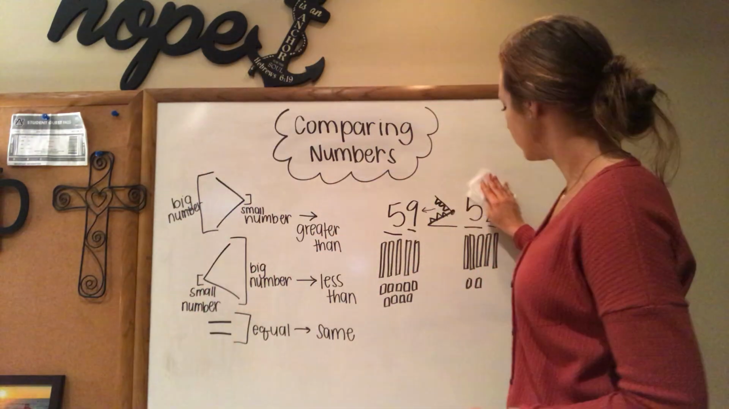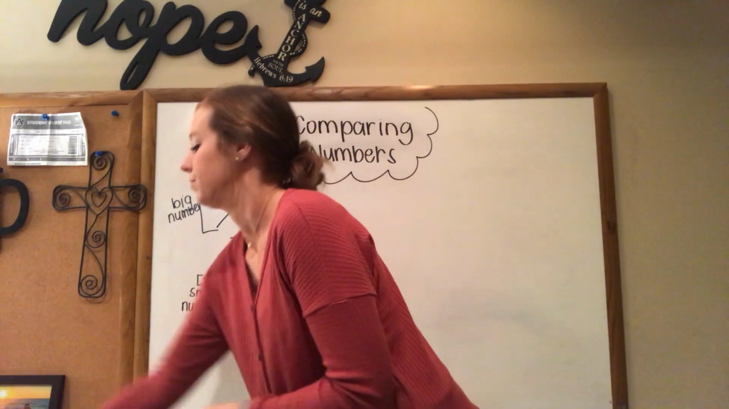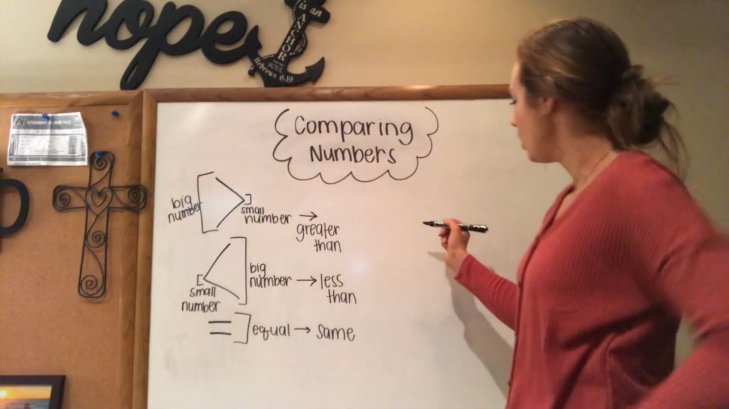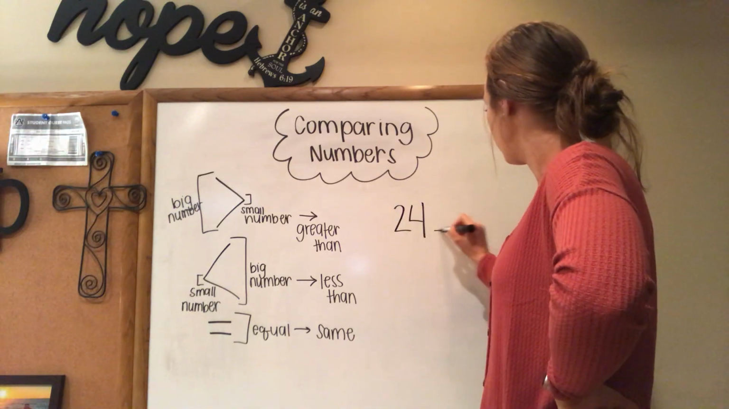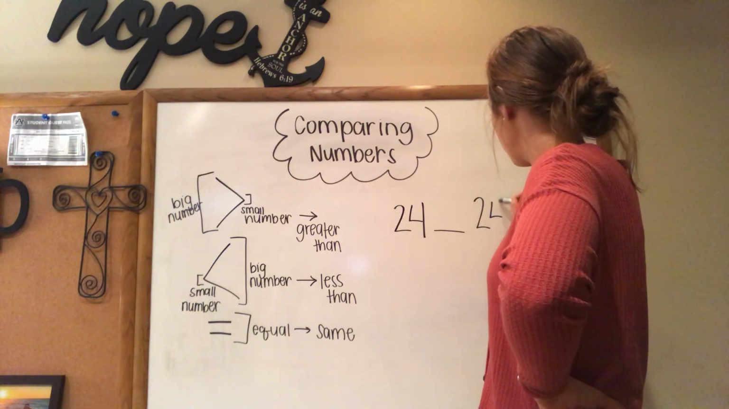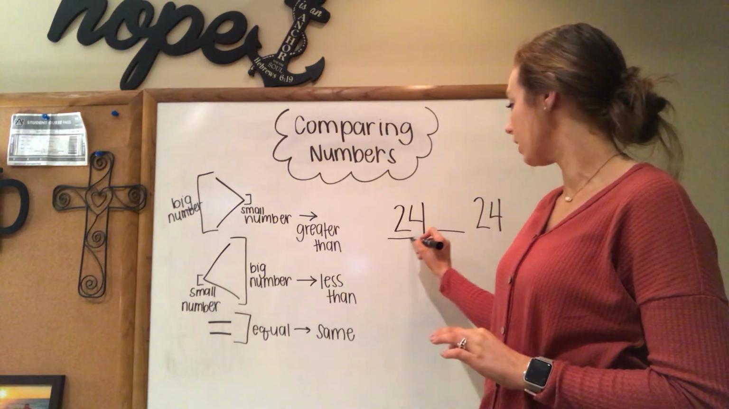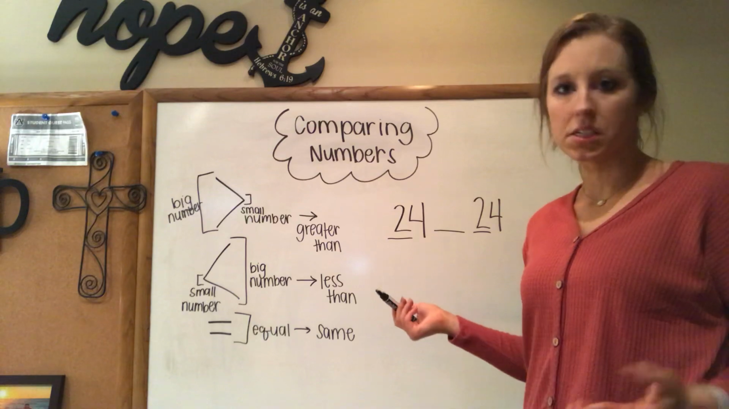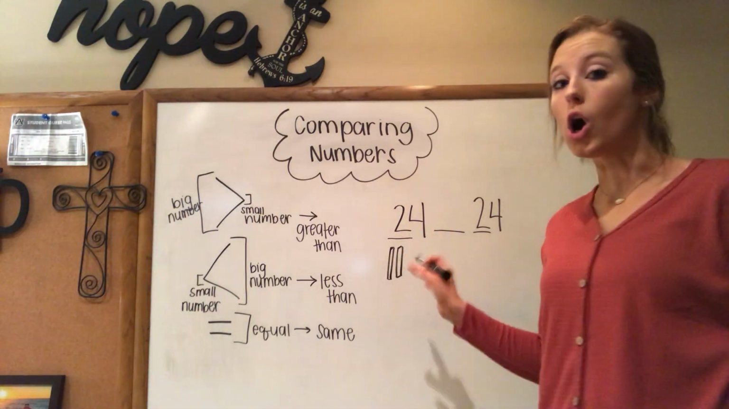Let's do another practice. So we're going to do 24 and 24. Now, I don't want this to trick you if it might trick you, so we're going to go ahead and look at the tens place. Okay, we see 2 tens on both sides. So we're going to draw it out. And you can always draw this out.